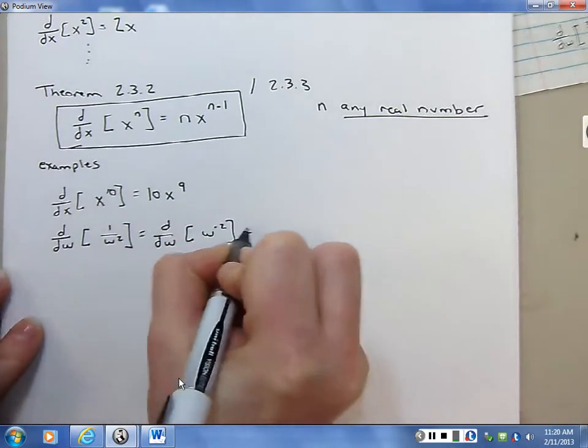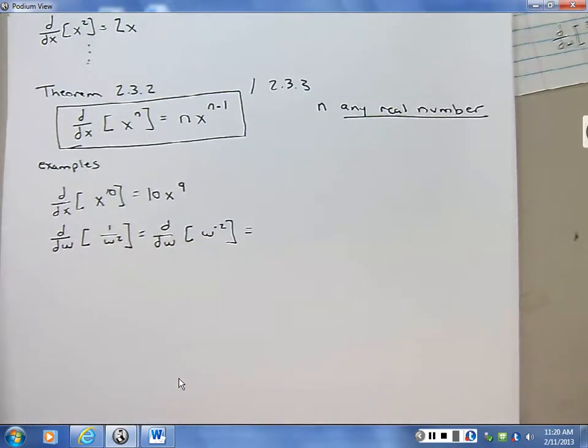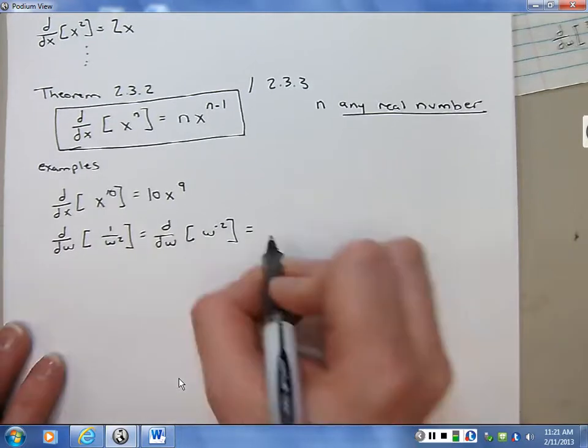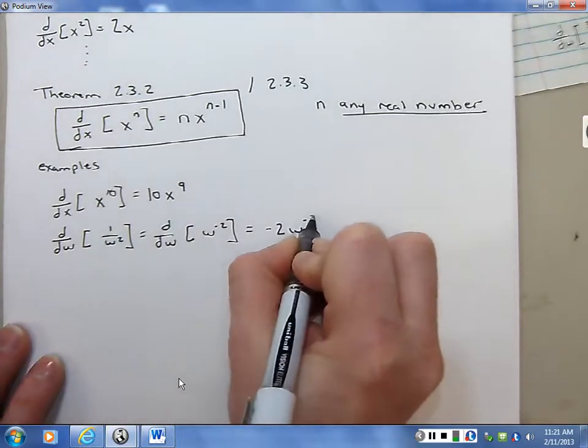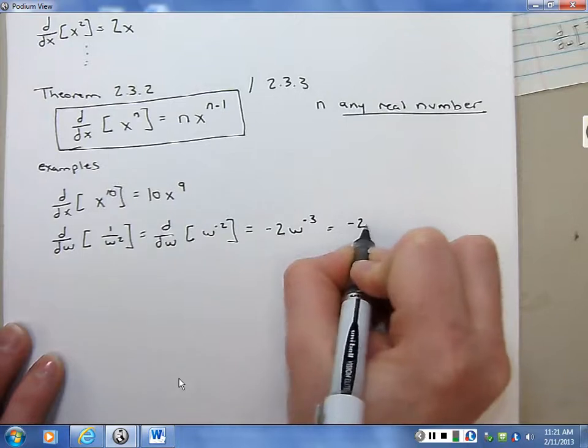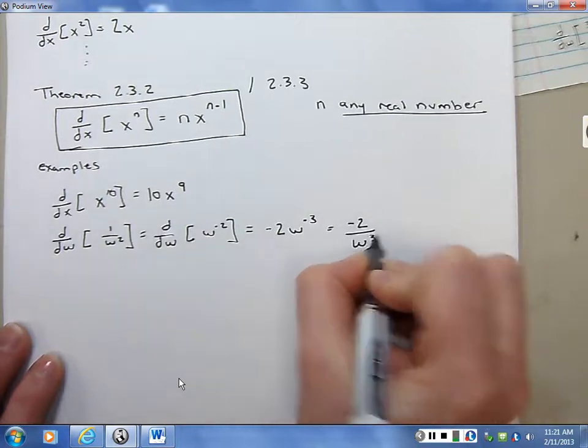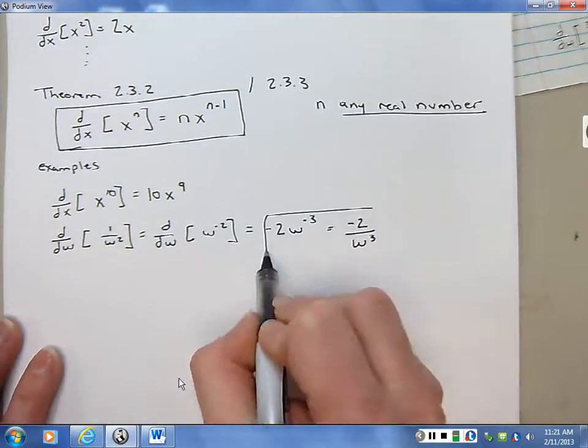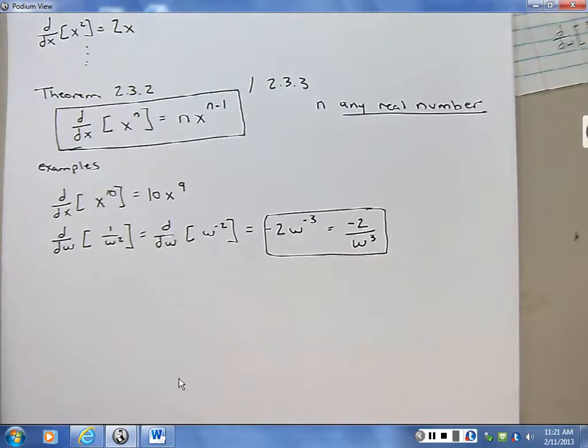Now what would it be? Negative 2w. Very good. Minus 2w to the minus 3rd. So I could write that as minus 2 over w cubed. But both ways are correct. Do you guys see that? So 2.3.2 specifically talks about integers.